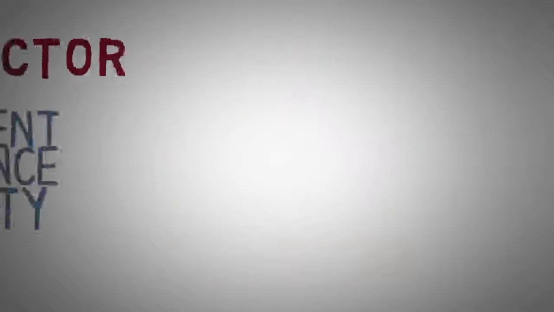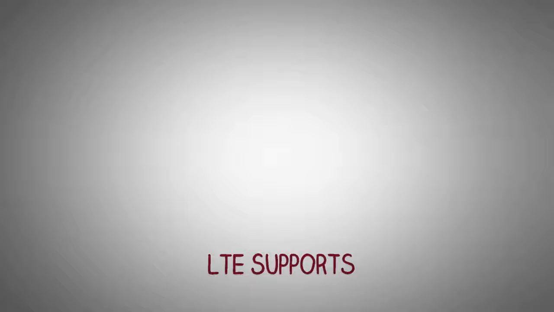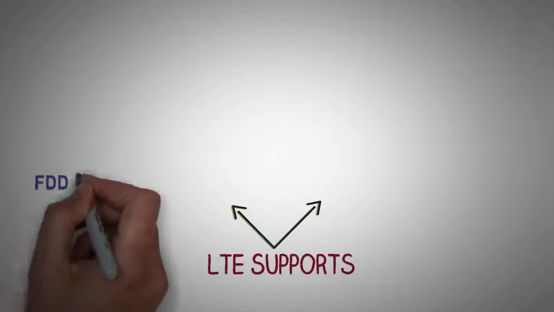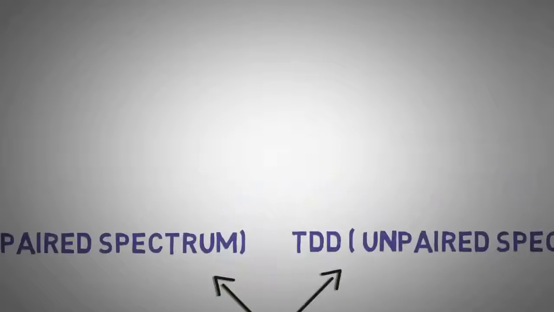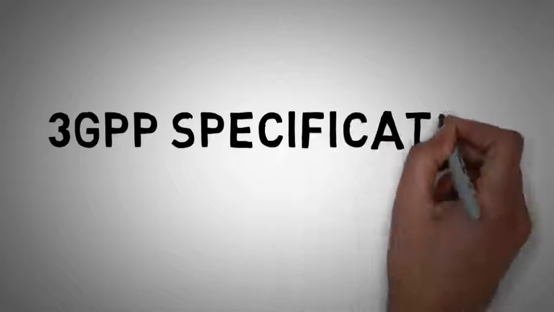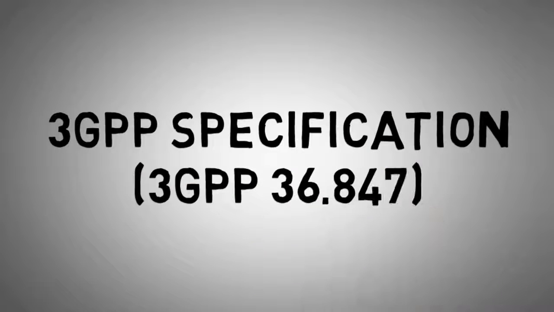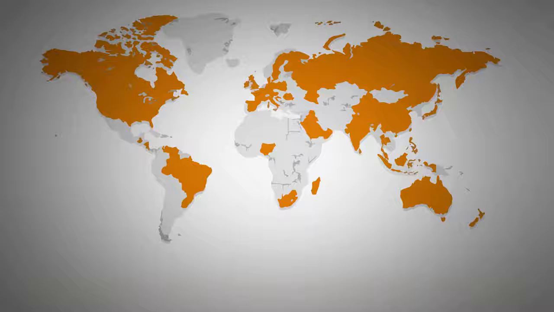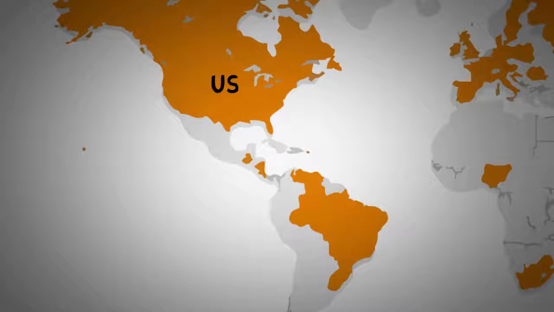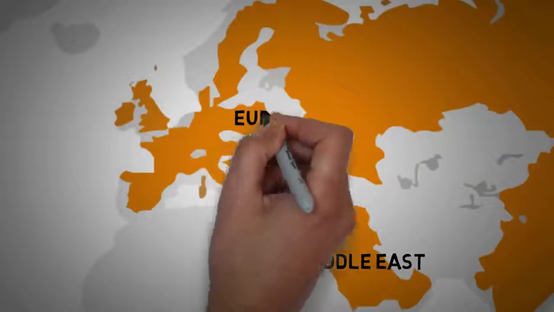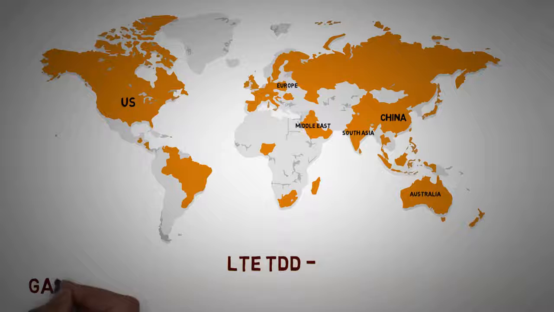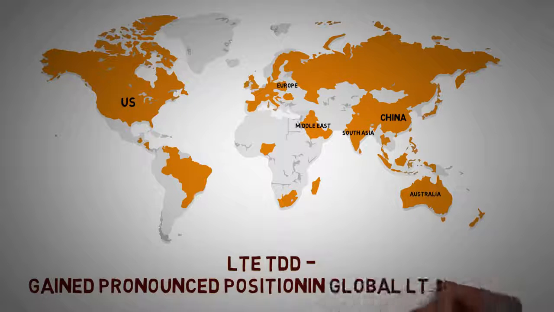As far as LTE is concerned, it is defined to support both the paired spectrum for frequency division duplex and unpaired spectrum for time division duplex. There are the same 3GPP specifications for both duplexing methods, 3GPP 36.847. While the majority of the global LTE market is based on FDD technology, TDD is expected to see increased adoption in the US, China, Australia, Middle East, Northern and Eastern Europe, and Southwest Asia to gain a more pronounced position in the global LTE market.